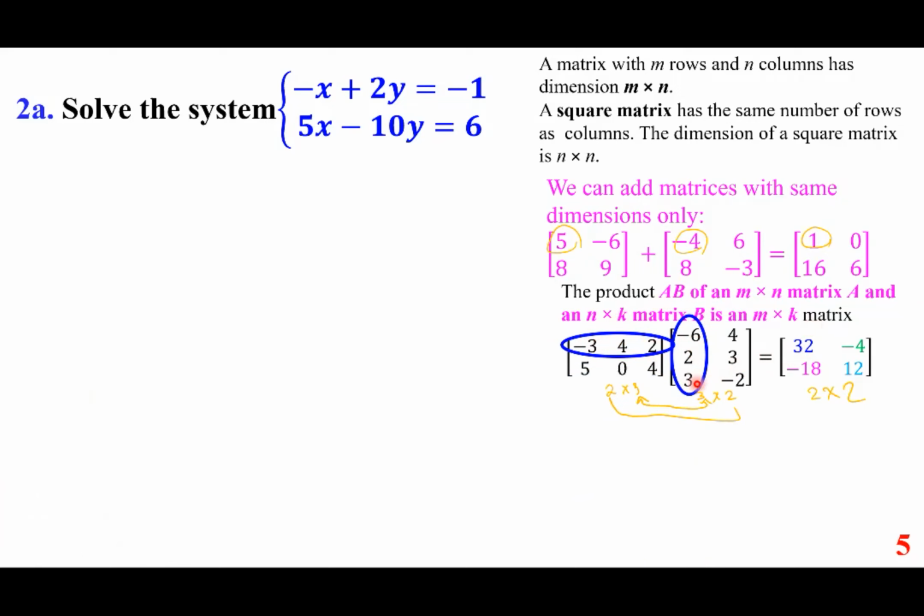You can do the same thing. Multiply this one by this one, you get this one. Multiply this one by this one, you get this one. This one by this one, you get number 2. So this is the synopsis of matrices, short.